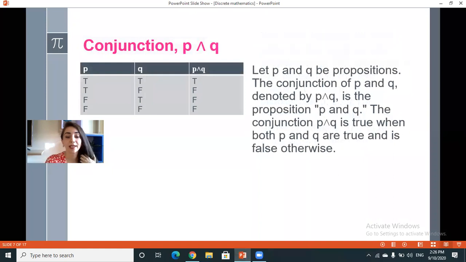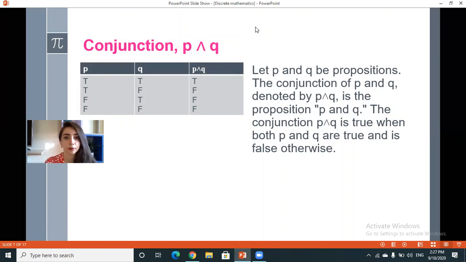Conjunction, our second operation on propositions in order to construct compound propositions. So, conjunction. Let P and Q be propositions. Let's find out what conjunction is. Okay, here we have P and Q.